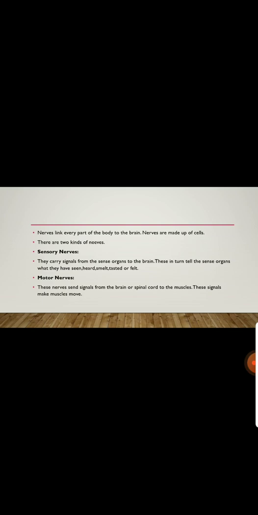And what are motor nerves? Motor nerves, these nerves send signals from the brain or spinal cord to the muscles.